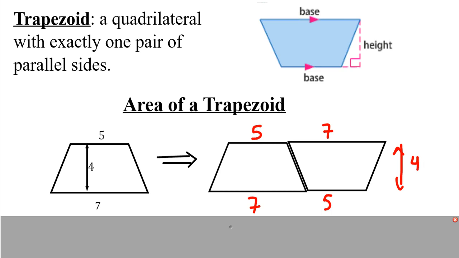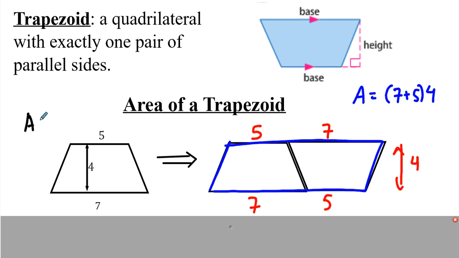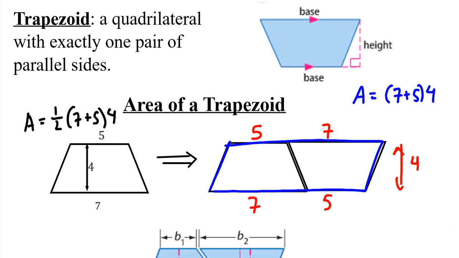So what would the area of the entire parallelogram be here? The area of the parallelogram is always base times height, and the entire base is 7 plus 5, and then I multiply by the height, 4. So the area of the entire parallelogram is 7 plus 5 times 4. The trapezoid is half of the parallelogram, so the area of the trapezoid must be 1/2 of 7 plus 5 times 4, and that is where we get the formula for the area of a trapezoid.